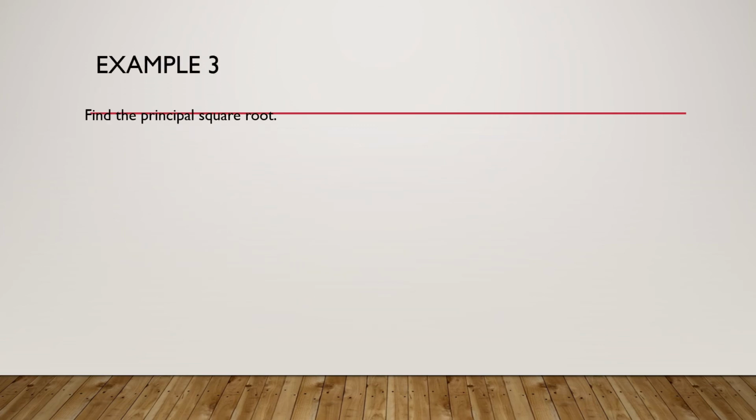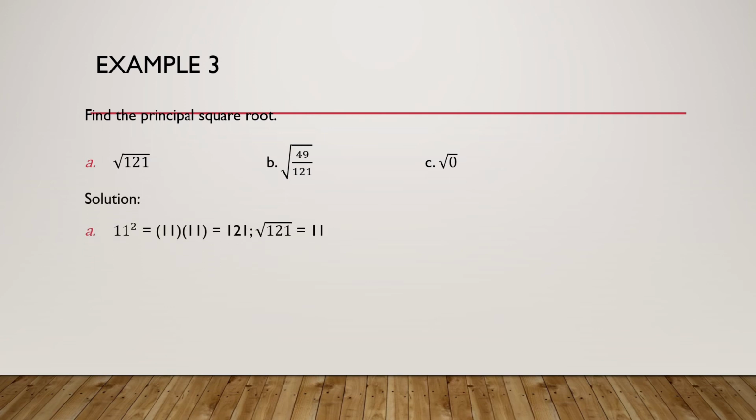Example 3. Find the principal square root. Okay, so we have here A. Now, for the square root of 121, we know that 11 square is equal to 11 times 11, or 121. Therefore, the square root of 121 is 11. Or, ang square root niyan, it's either positive or negative 11. But, since we're looking for the principal square root, the principal square root is just the positive. So, yung positive lang kukunin natin.